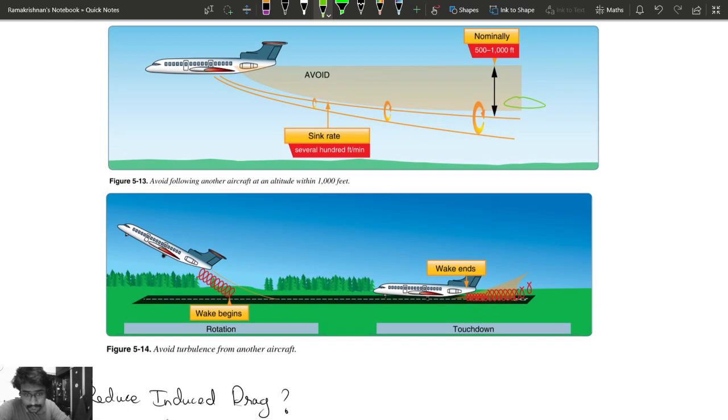And also, while taking off from the runway, a certain distance and altitude is maintained before an aircraft touches down or takes off, because it creates turbulence behind it. And how is this induced drag reduced?